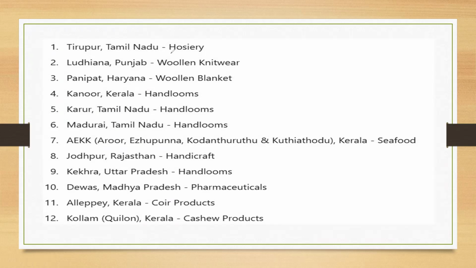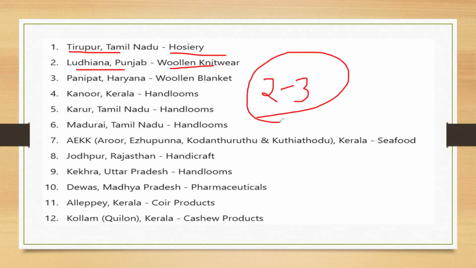So first is hosiery. Hosiery items, Tirupur, Tamil Nadu. For woolen knitwear, Ludhiana, Punjab. So you have to learn this by heart, then only you can answer this in the exam. Okay, so you can see this list. You can pause the video and see the list. If I explain all, the video will be very long. So you have to learn this. This will give you 2 to 3 marks in the exam, because every time one question is asked.